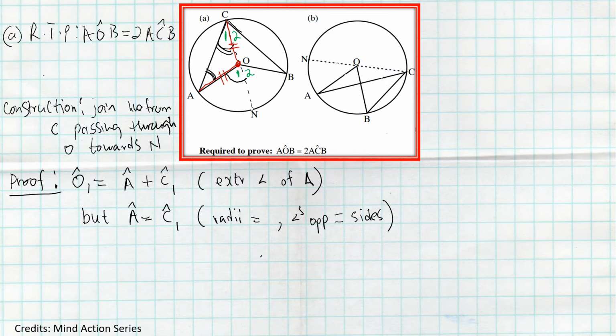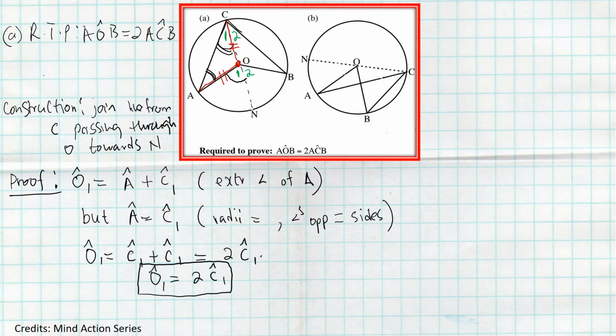Okay, so it means that where there is A, we can go and replace it by C1. So it's going to be C1 plus C1, right? And this will be the same as 2 angle C1. So angle O1 is the same as 2 angle C1. That is a very, very important statement.